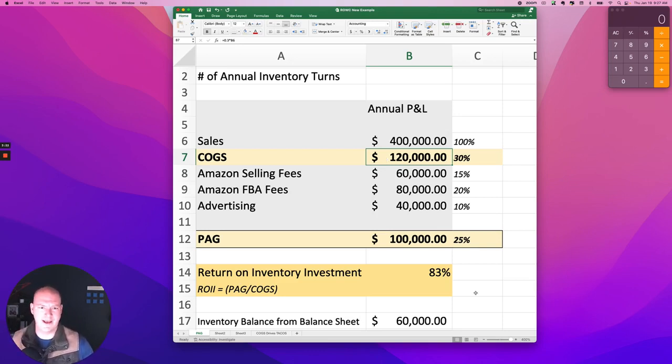First of all, let me say what's good and bad. More inventory turns is better, right? That may go without saying, but in case this is a new concept to you, some sellers get to rebuy their inventory every 2 months.